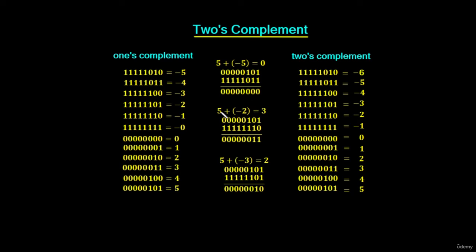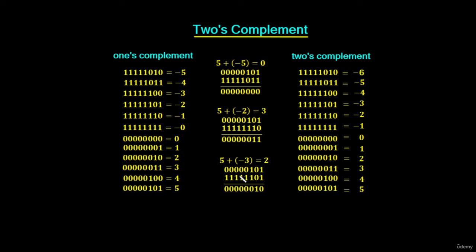Now you can check the other two as well. We have the 5 and the minus 2, and you can check the values, and you'll see that each of these works. So it means that we can get the correct answers whenever we use this 2's complement.